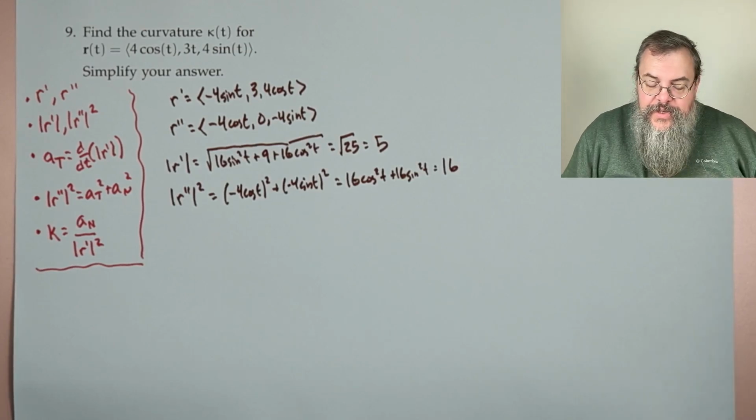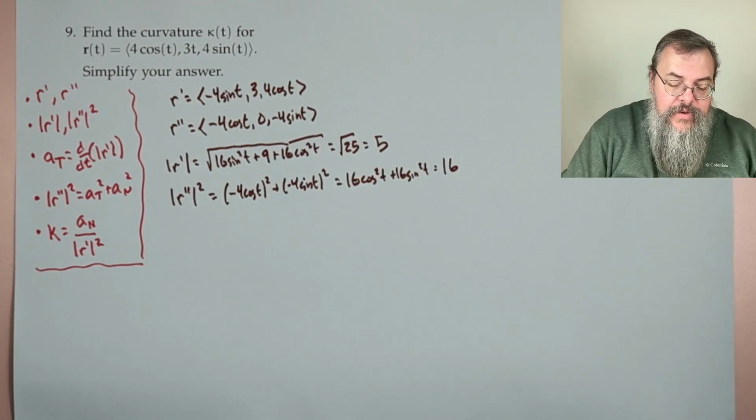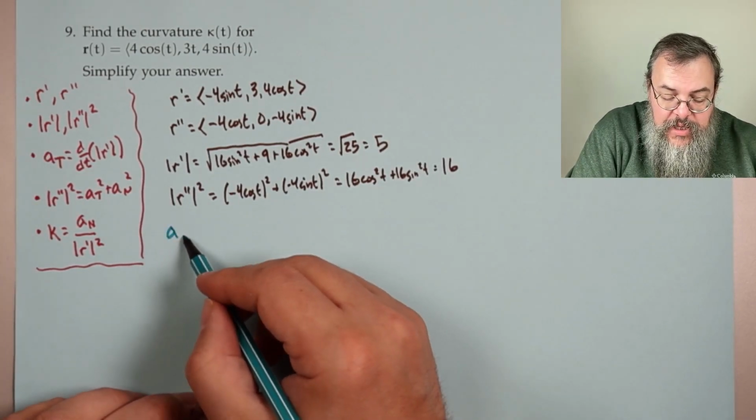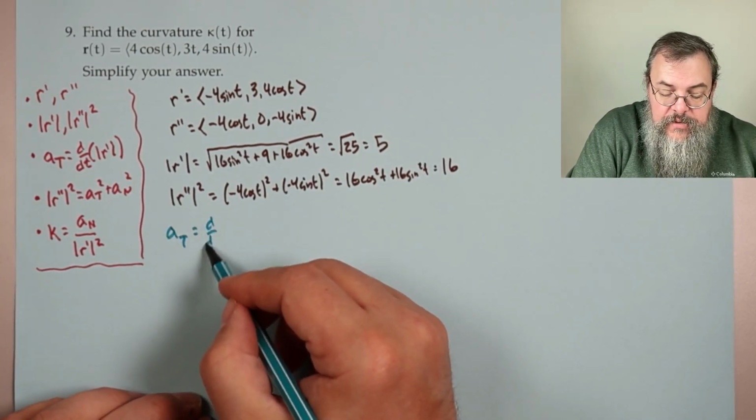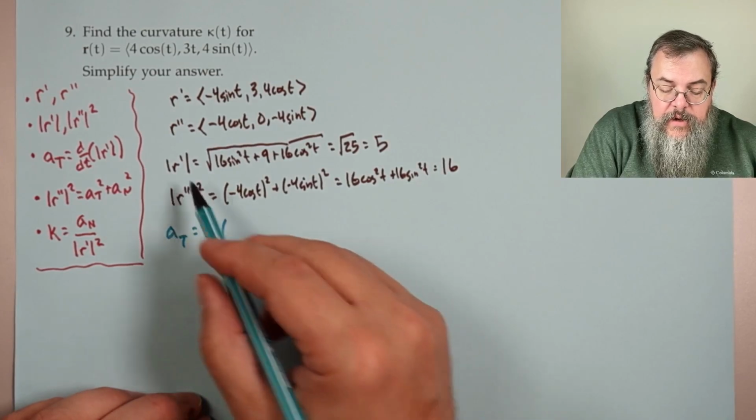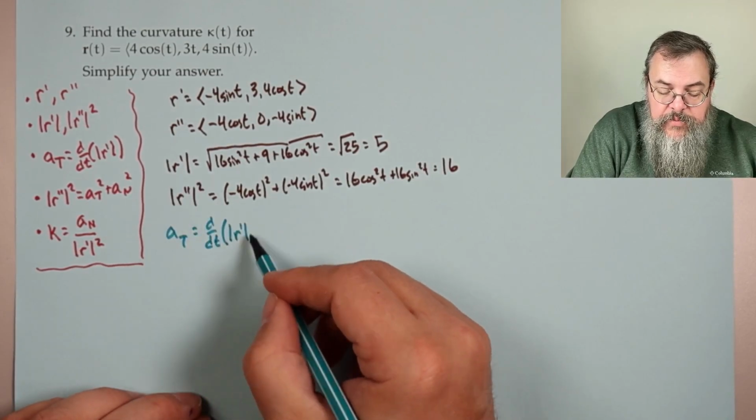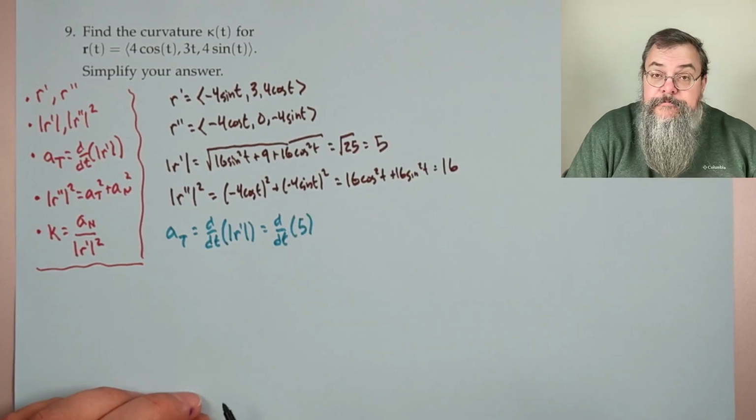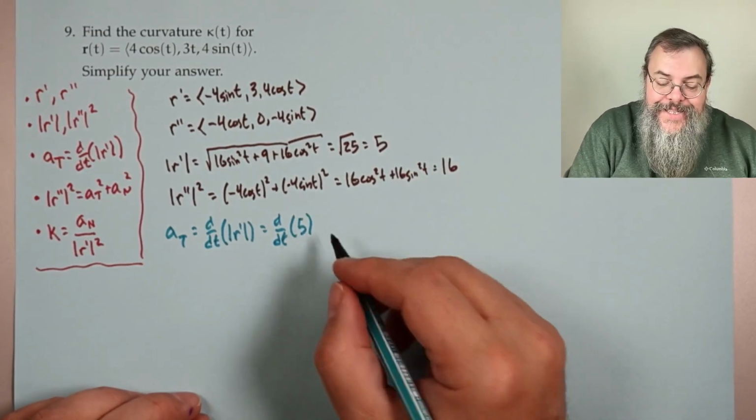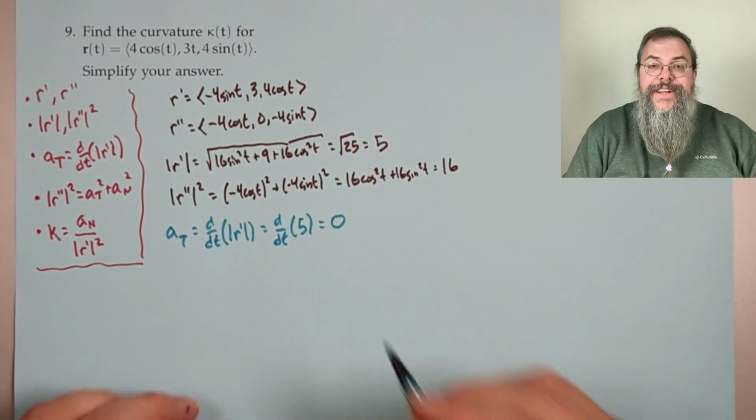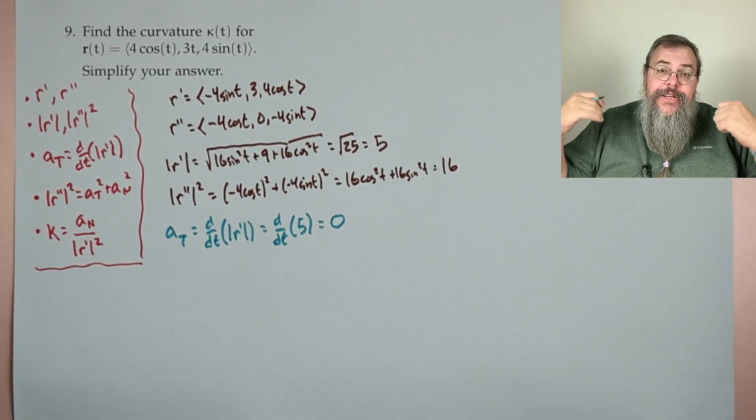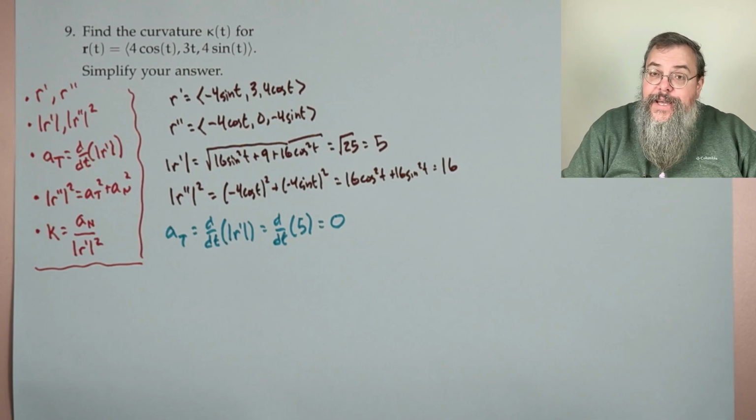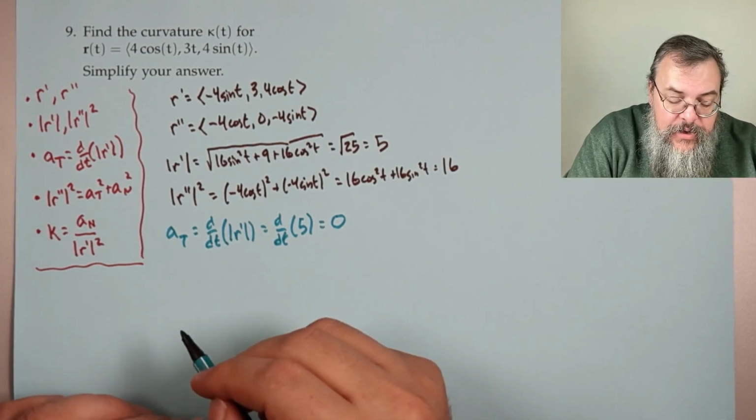Okay, so the next part is we start finding our a sub t and our a sub n. So a sub t, well, that's the derivative of our magnitude of r prime. Well, that's the derivative of 5, which is 0. So that says that acceleration never points in the direction of motion. Okay, that can happen. All right, great.